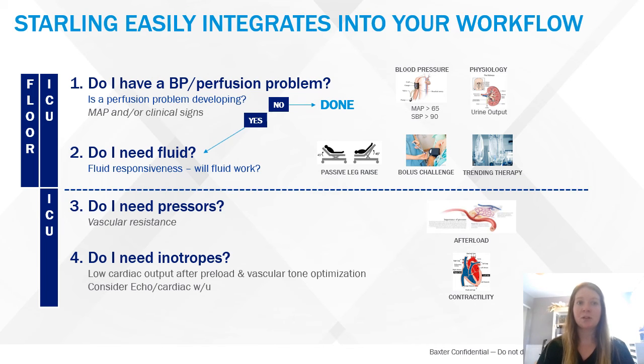So to wrap it up, the Starling easily integrates into your workflow. You first have to identify, do I have a blood pressure or a perfusion problem? If you do, your next question is always, do I need fluids? Well, how do we determine if we need fluids or not? We do this by completing a passive leg raise or a fluid bolus challenge. If my patient is fluid responsive, then yes, I can go ahead and give fluids. However, if they are not fluid responsive, now let's look, do I need pressors? Let's look at my afterload and my TPR. Or if not, let's look at inotropes for my contractility.